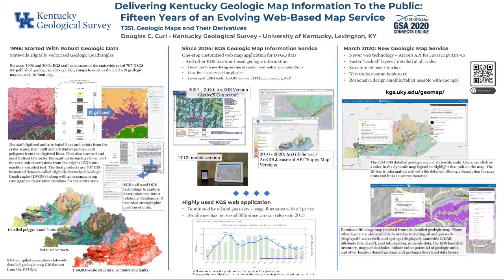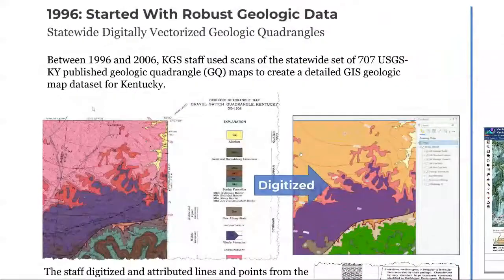the map service we've used to deliver geologic maps and other geologic data to the public for the past 15 years. The story of this map service really starts in about 1960 with a joint geologic mapping program between KGS and the USGS to produce detailed 1 to 24,000 geologic maps. This was completed in 1978, and those mappers produced 707 individual geologic maps, which covered the entire state of Kentucky, and we really became the first large state to be mapped at this detail.